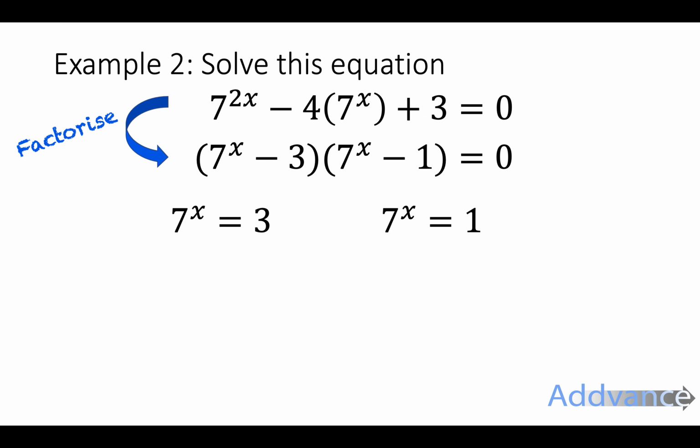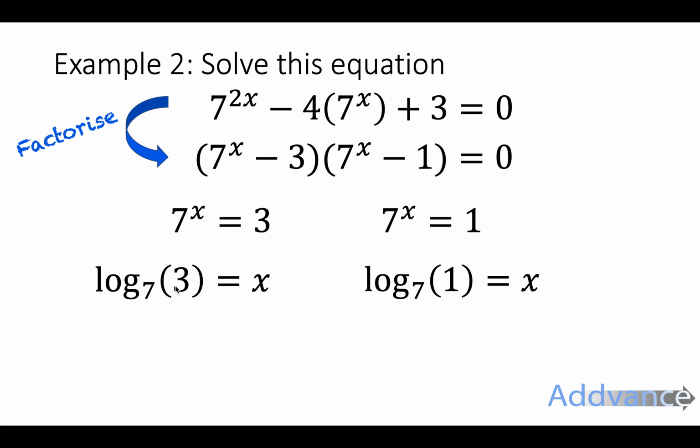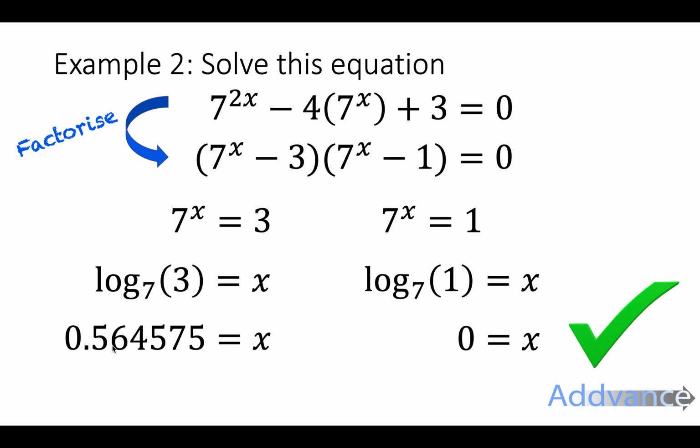So 7 to the power x is 3, 7 to the power x is 1, and we take a logarithm to find out what x is. So log 7 of 3 is x, log 7 of 1 is x. And we get this decimal, and we get x is also 0. Those are the two answers, we have finished.